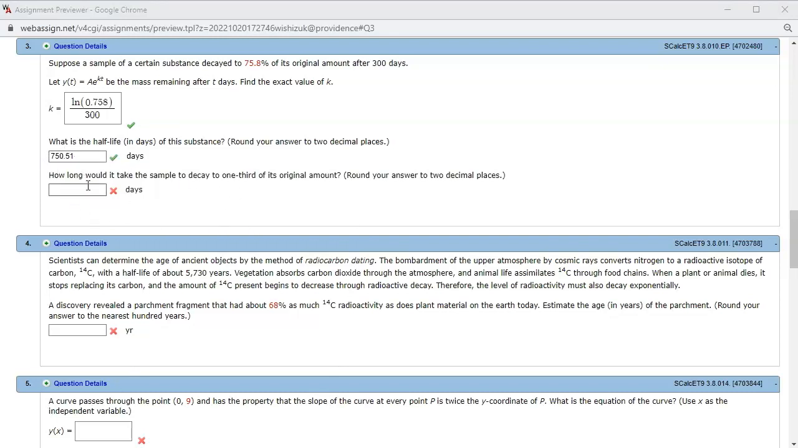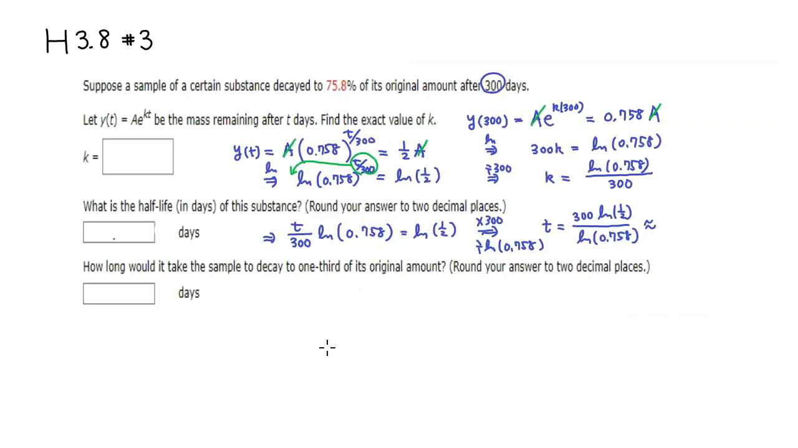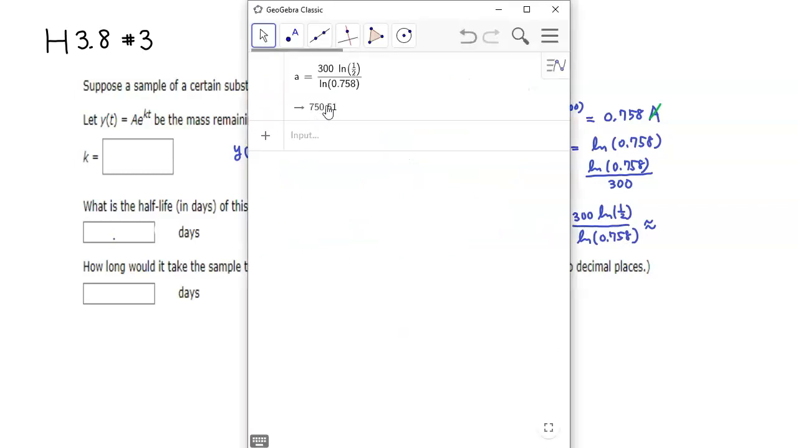The third part is: how long would it take the sample to decay to 1/3 of its original amount? The computation is very much the same, except that the 1/2 was for the half-life. Now you want 1/3, so you can just replace 1/2 by 1/3. So let's do that. Bring up GeoGebra. Here you have 1/2 right here, so we can just change it to 1/3 and hit enter.